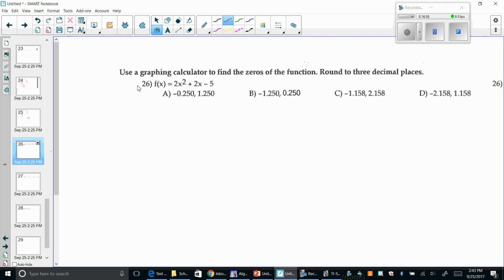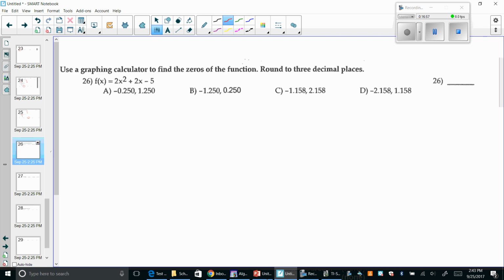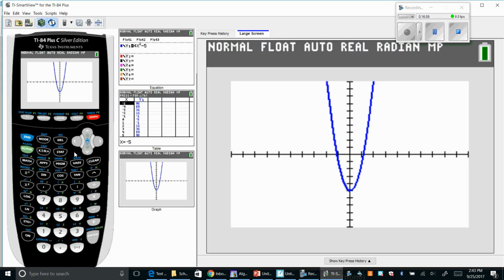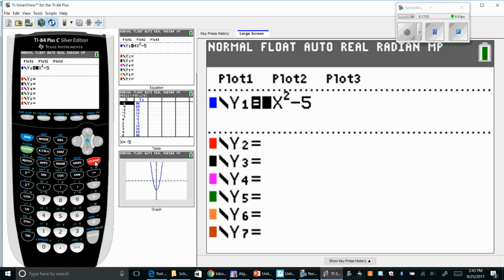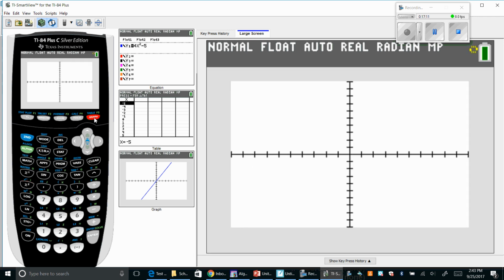26. Use a graphing calculator to find the zeros. 2x squared plus 2x minus 5. And graph it. Since this is x squared, I'm anticipating 2 zeros, and that's what I have. One over here and one over here.